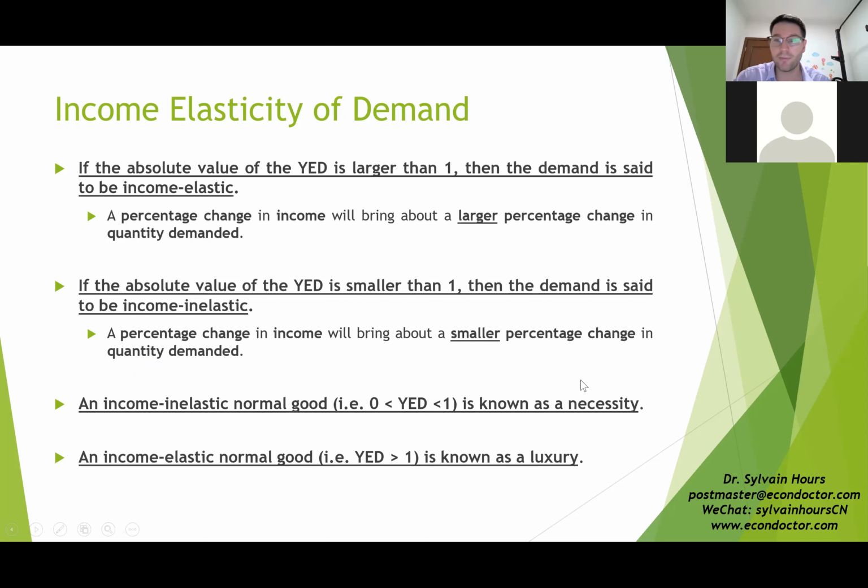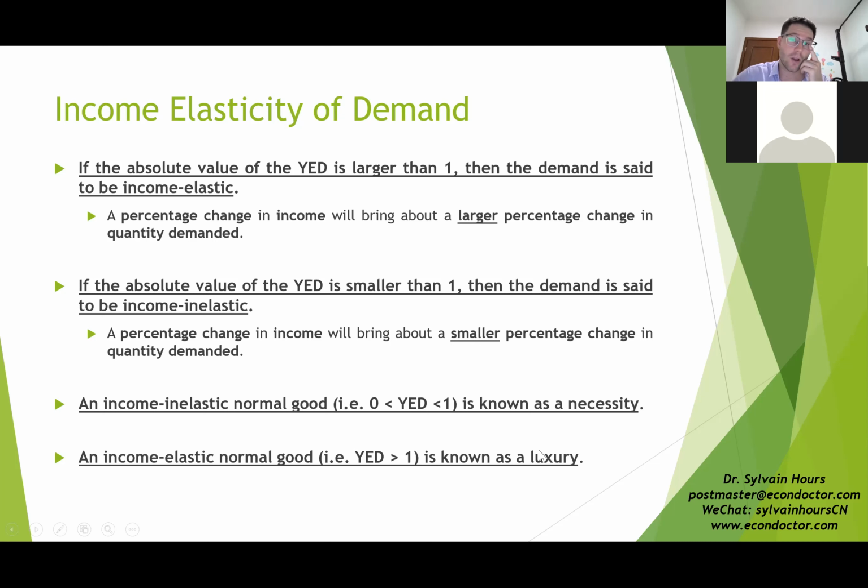And then it's important to define these two keywords, what we call a necessity and a luxury. We've mentioned that before when talking about the determinants of the PED, but we had not defined precisely what we meant by necessity and luxury. It's quite simple. A necessity is a normal good, because the YED must be positive, but that is income inelastic, less than 1. Basically, if your income increases by 20%, you will buy more necessities, but you will only increase your quantity demanded by, let's say, 10%. That's not going to be more than 20%.